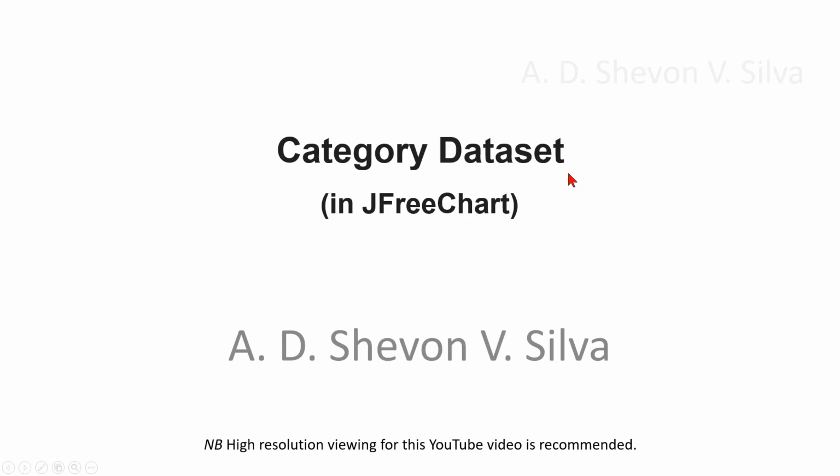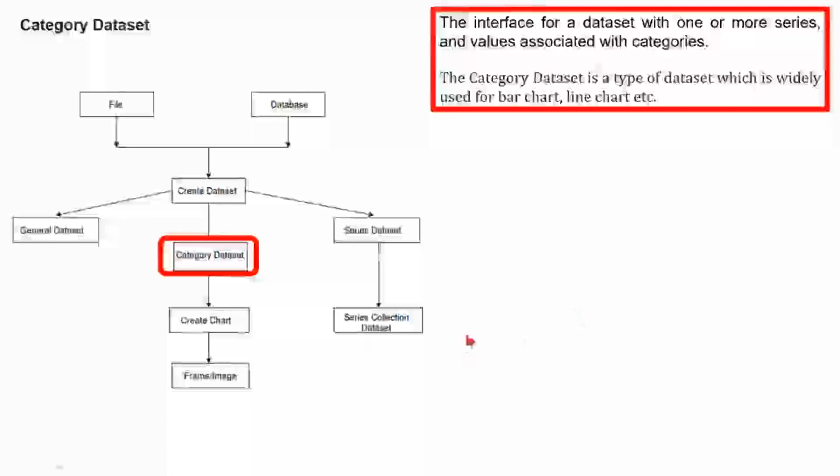Category dataset in JFreeChart. Now we are focusing on category dataset. The interface for a dataset with one or more series and values associated with categories. The category dataset is a type of dataset which is widely used for bar chart, line chart, etc.